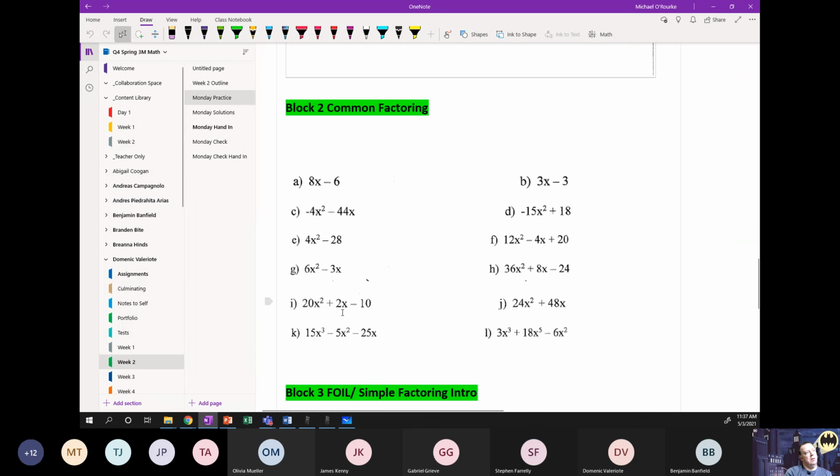Your homework is right here. You should understand them. I believe you understand them. And you are good. This is called common factoring? Common factoring, yeah. Because you're taking common things out of it.